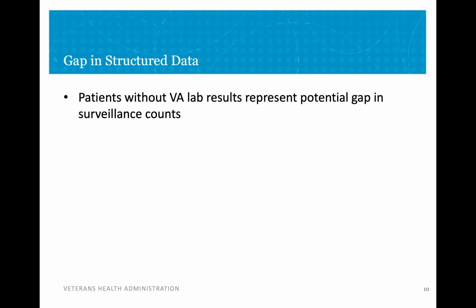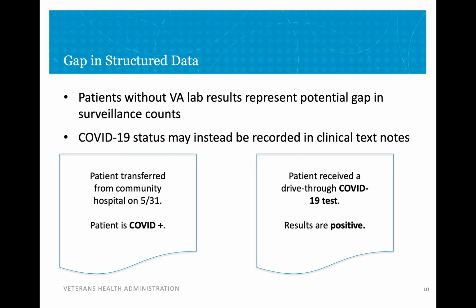So these patients who are missing VA lab results, this represents a potential gap in the surveillance counts, which means that the count of cases may be lower than the actual state. So this information, while missing from structured lab data, may instead be found in clinical text notes, like these here, where clinicians record information about their patient's health status.